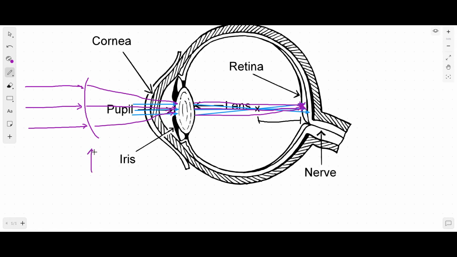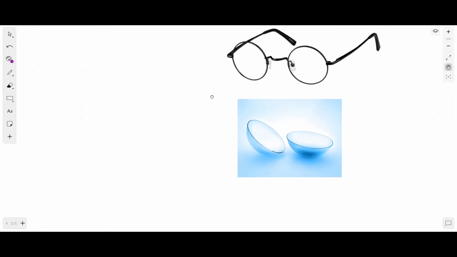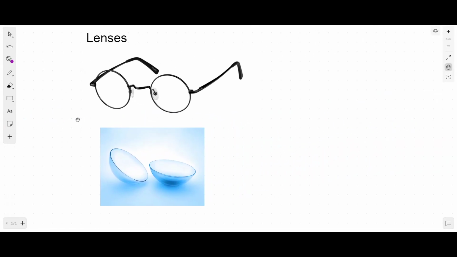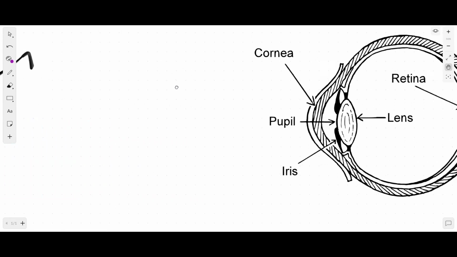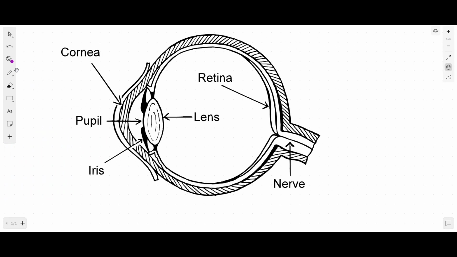Now this lens is nothing different than what you already know as glasses and contact lenses. So glasses are lenses that you put in front of your eye such that it bends the light just enough or just a little bit less to compensate for the lack of focus that's happening inside your eye. Let's talk about that one more time.